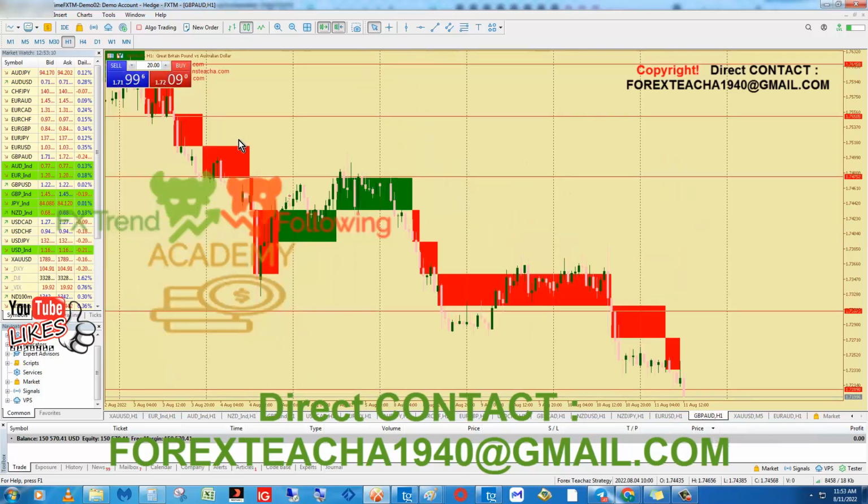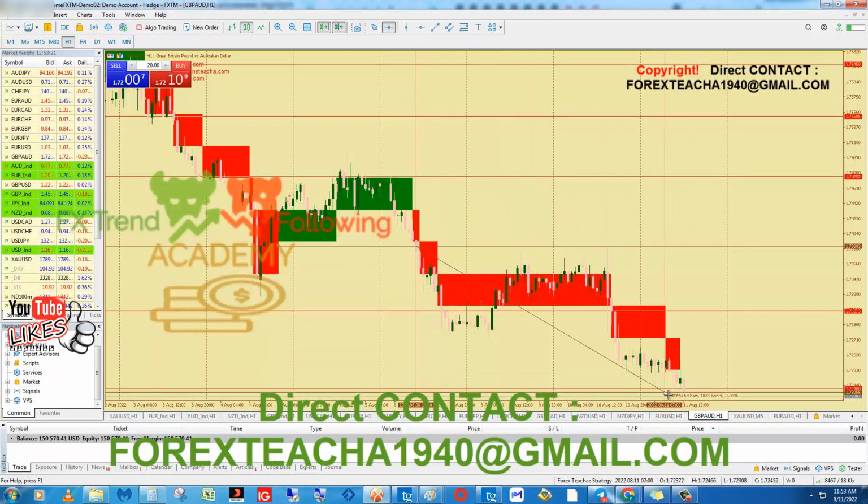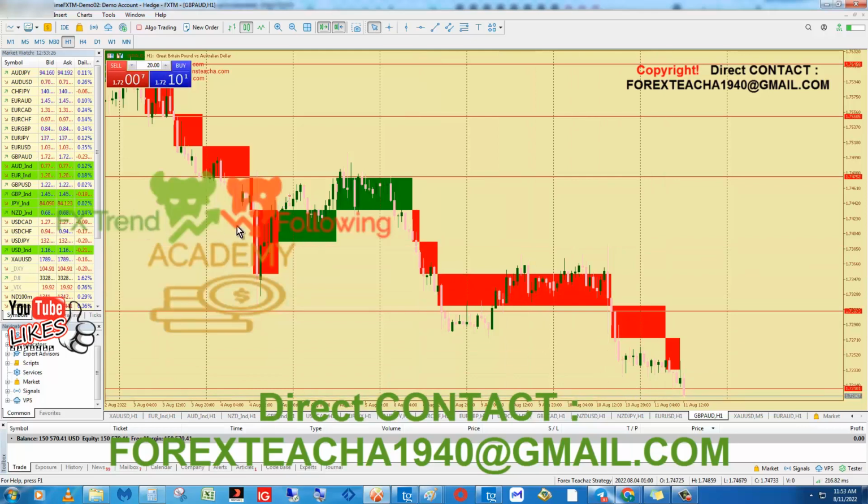This is another good signal right here. You can see this was a nice win generated here. It went down all the way, and it's still going down. Right now it's at around 190 pips. So these are nice winning trades, guys. This is how easy I trade.